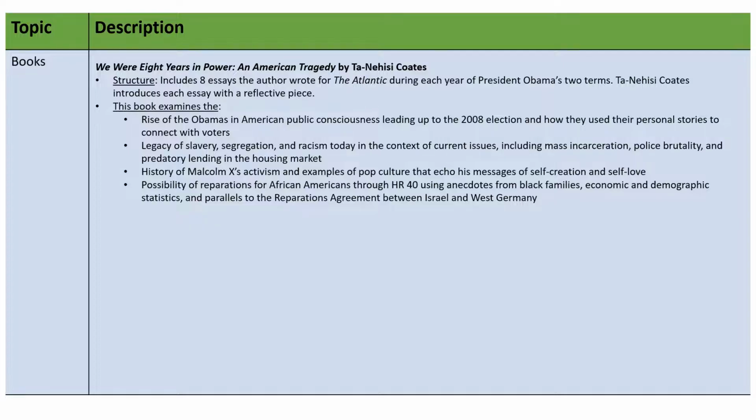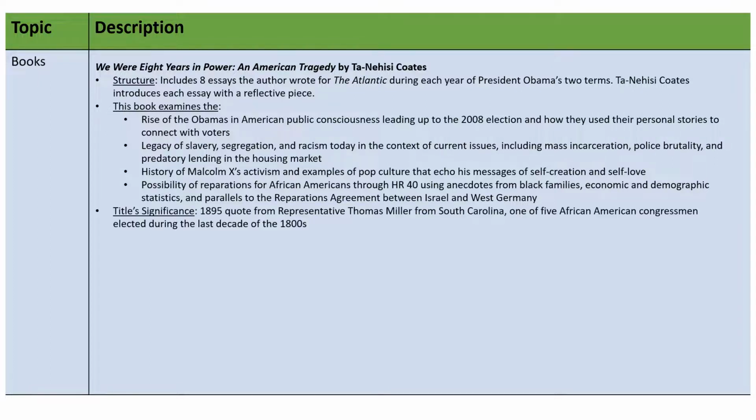And after including these points, I can talk about the title's significance. The title, We Were 8 Years in Power, is a 1895 quote from Representative Thomas Miller from South Carolina.